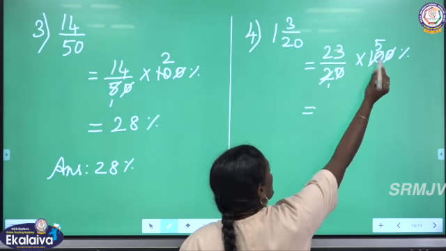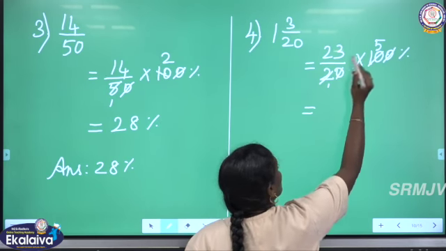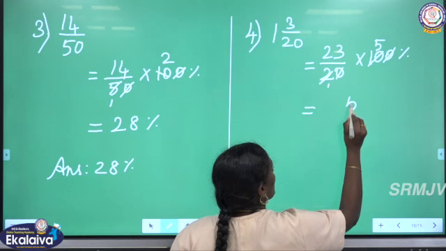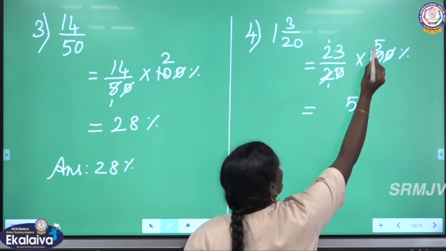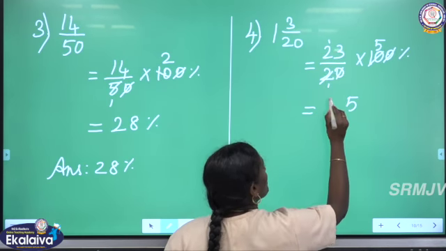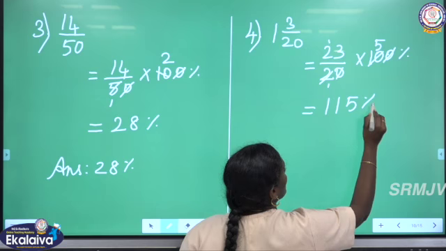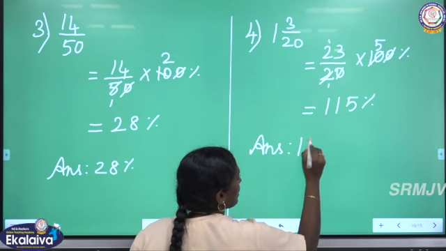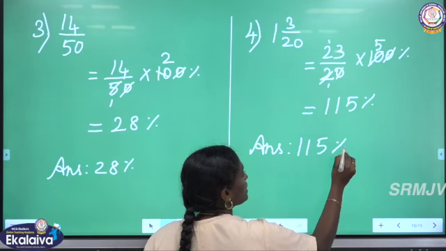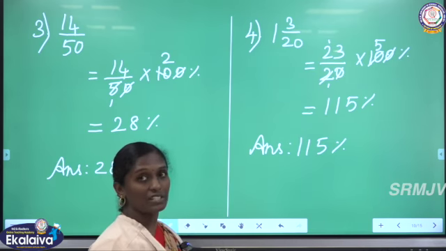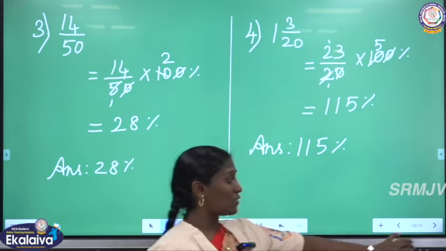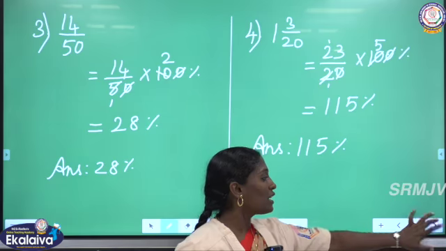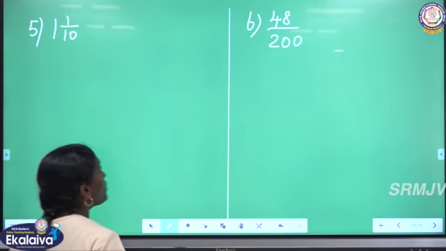Now we have to multiply the numerators. Here 5 3s are 15. 5. Here 1 carry over, 5 2s are 10. 10 plus 1, 11. So that is 115 percentage. So the answer is 115 percentage. Here we are having a mixed fraction. So first we are converting it into an improper fraction. After that we are converting into a percentage.